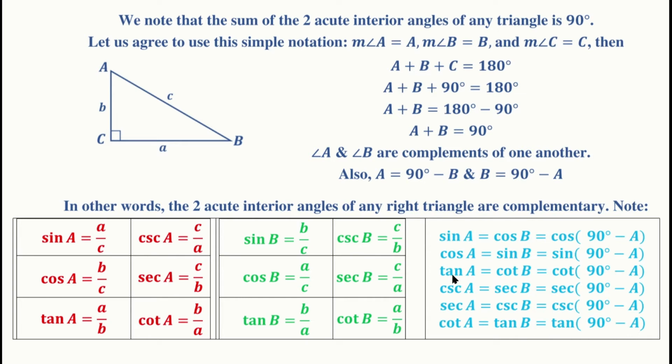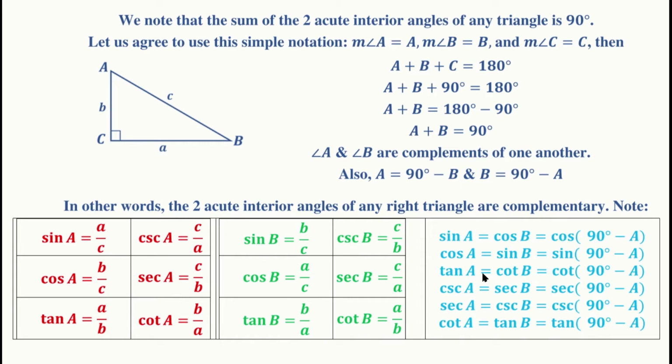Notice the same kind of cofunction relationship exists between tangent and cotangent. Notice tangent of A is A over B, right? Now, what is cotangent of B? That's also A over B. So tangent and cotangent are also cofunctions, therefore the name, right?